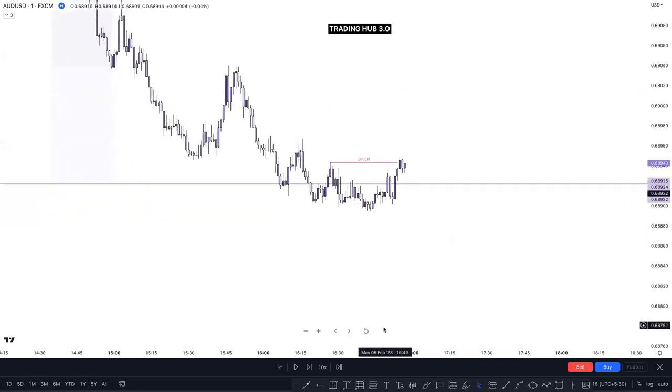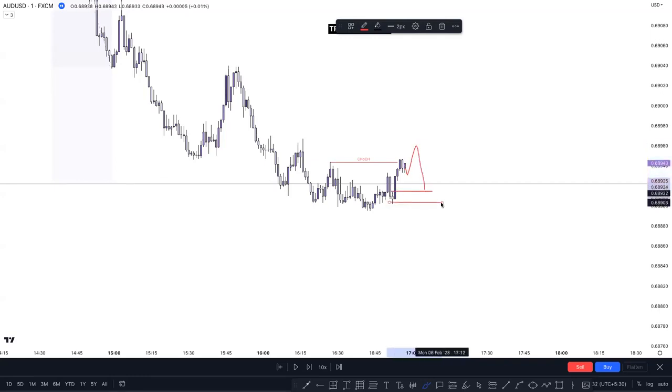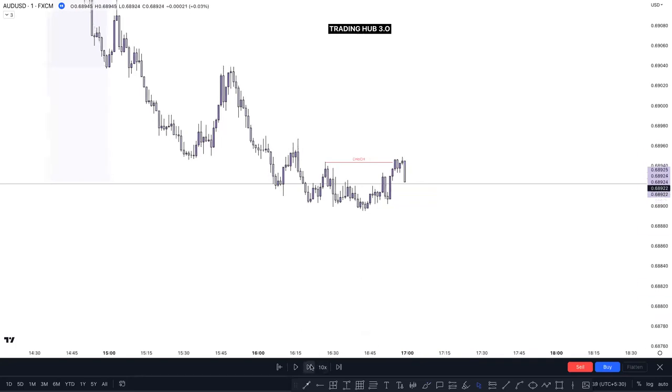So this is a CHoCH, and after this CHoCH, where is our inducement? This one, because this is a pullback, the market must take it out. Create any single candle order block entry here. You can buy here for the short term. Right, if the market gets any inducement here, then you can buy on this order block. Right, so these are two possible scenarios here. Okay, so let's see what happened next after this one.